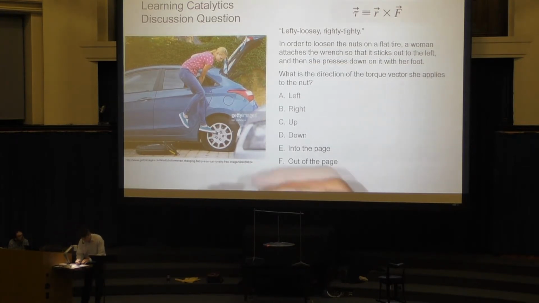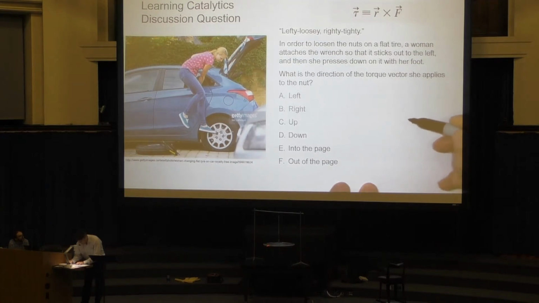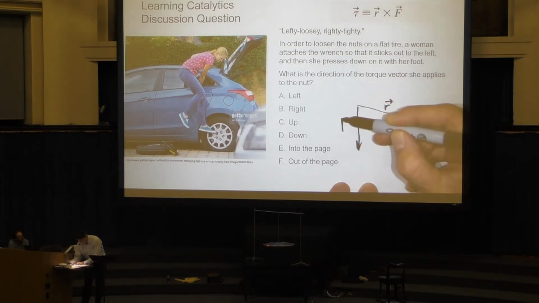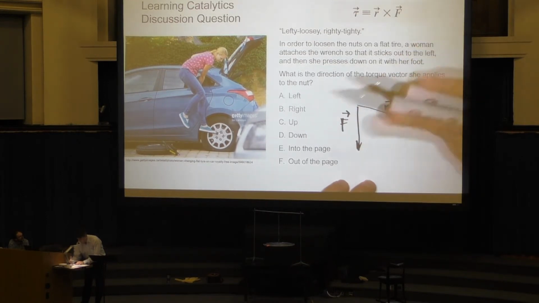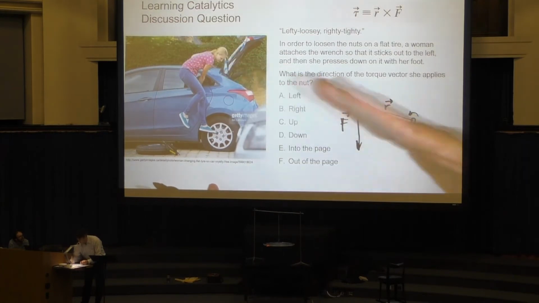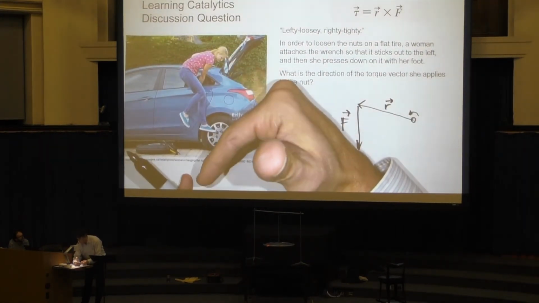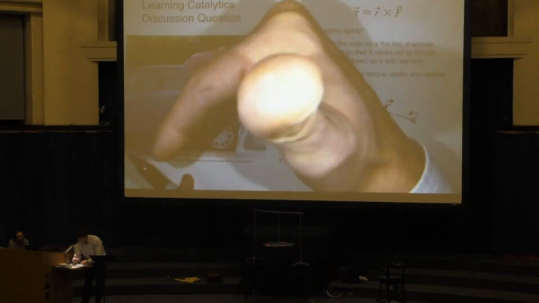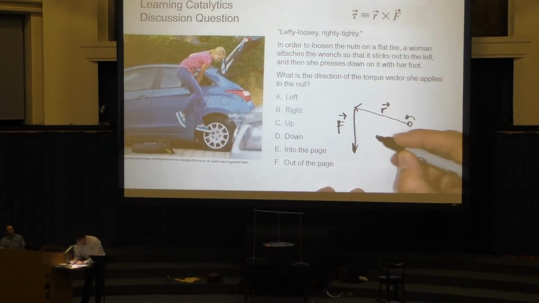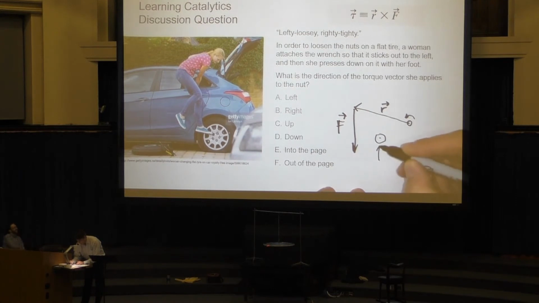So the way I would draw it, just to draw it here, that's the rotation axis that you're trying to turn. This is the R vector, and then this is the F vector. Okay, so again, oops, this is R cross F equals right up at you, okay? And you can kind of draw it like that. So this is out of the page, and then this is into the page.